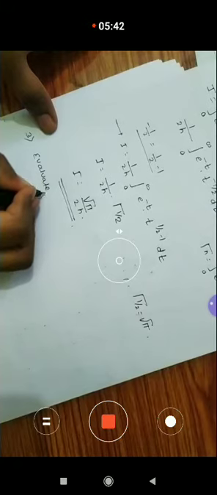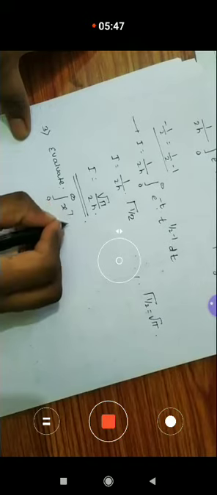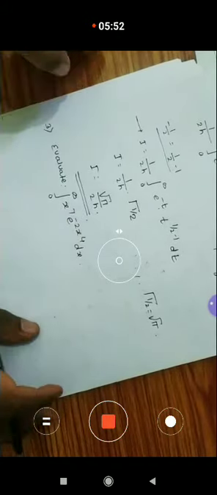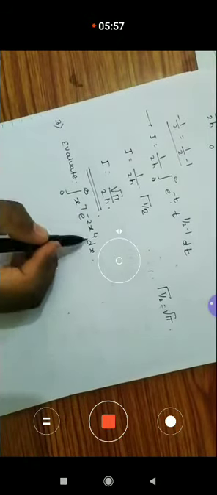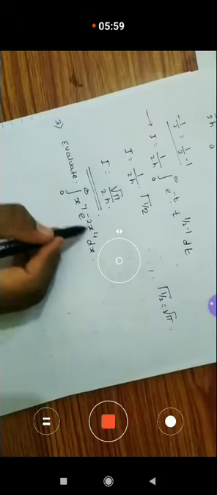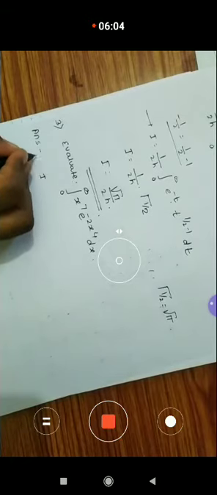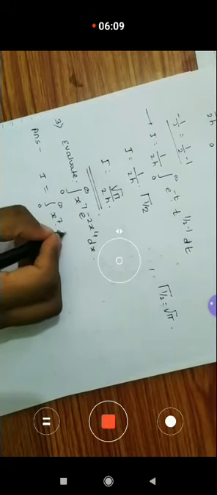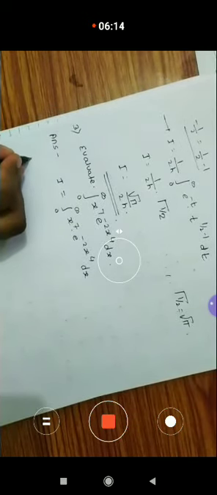Evaluate the integral from 0 to infinity of x to the power 7 e raised to minus 2 x to the power 4 dx. Now I said that in this type of problem, the power of e we have to put as t. So the answer becomes what? Similarly, first my I is the integral from 0 to infinity of x to the power 7 e raised to minus 2 x to the power 4 dx.